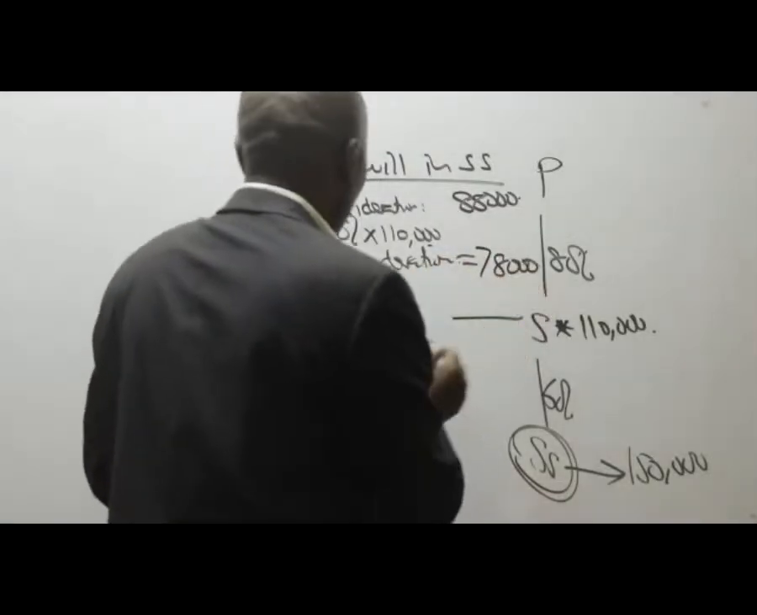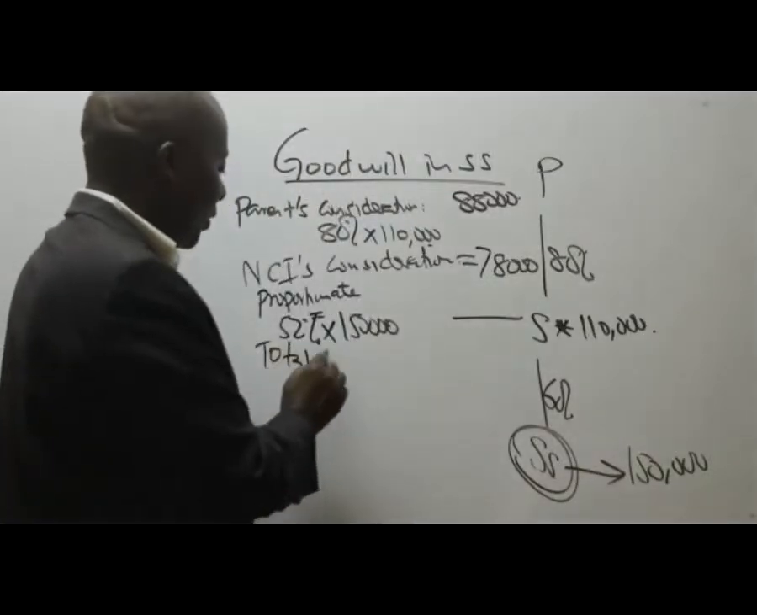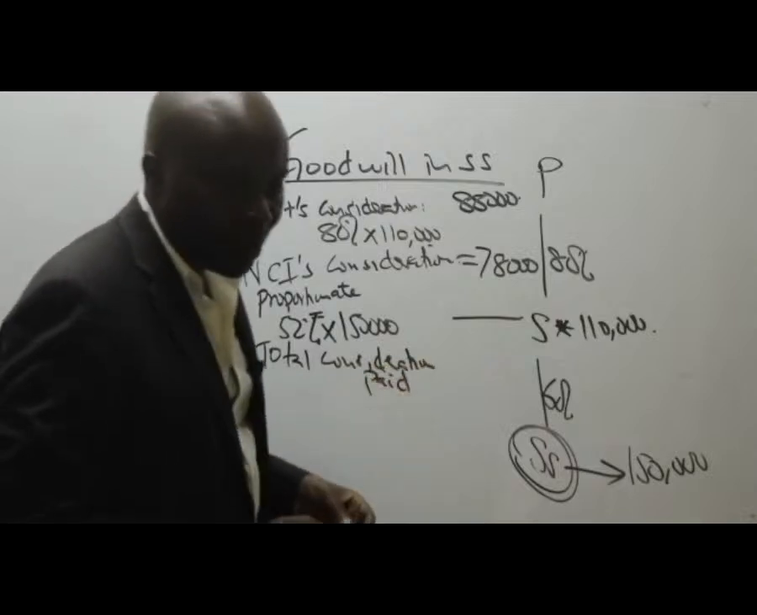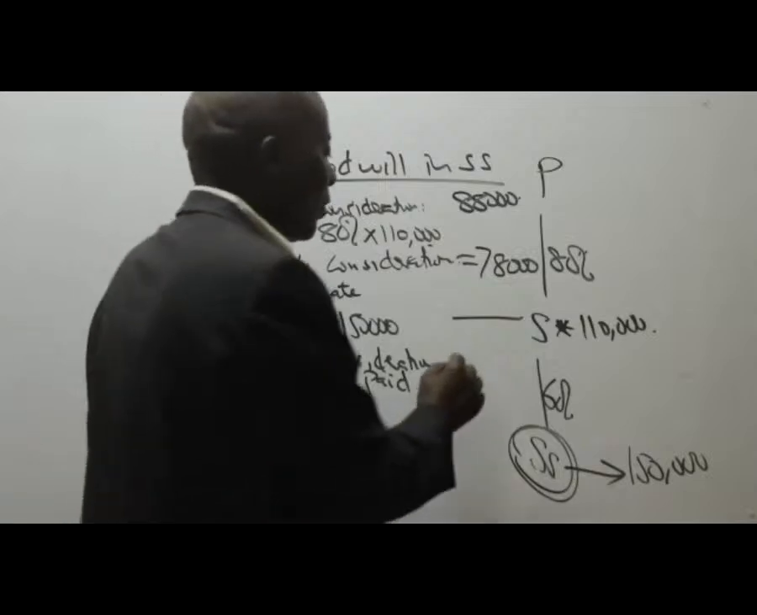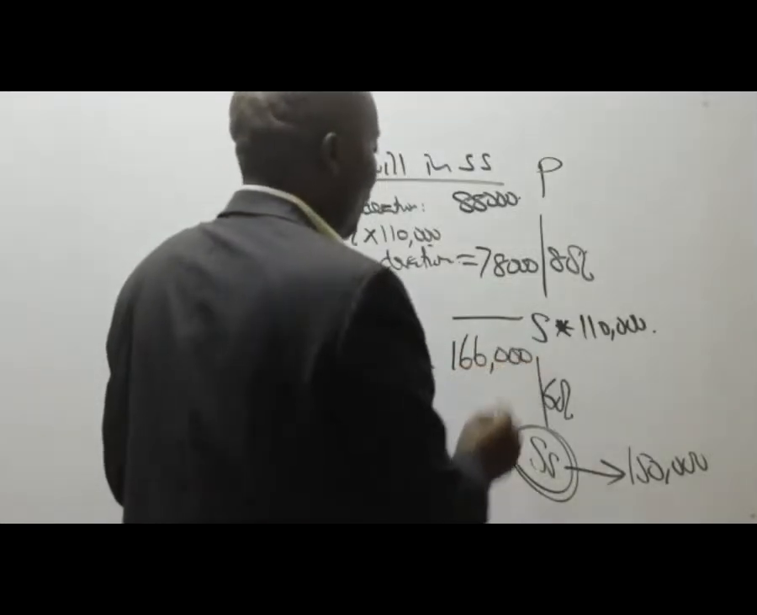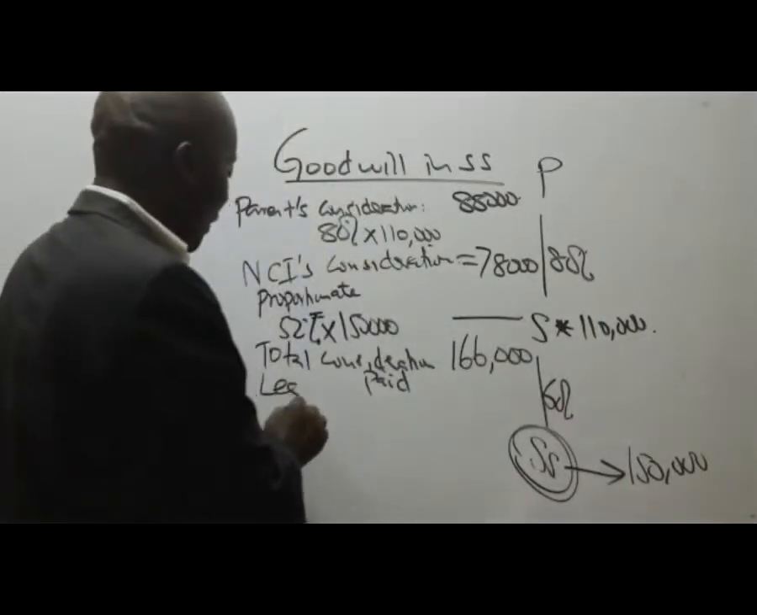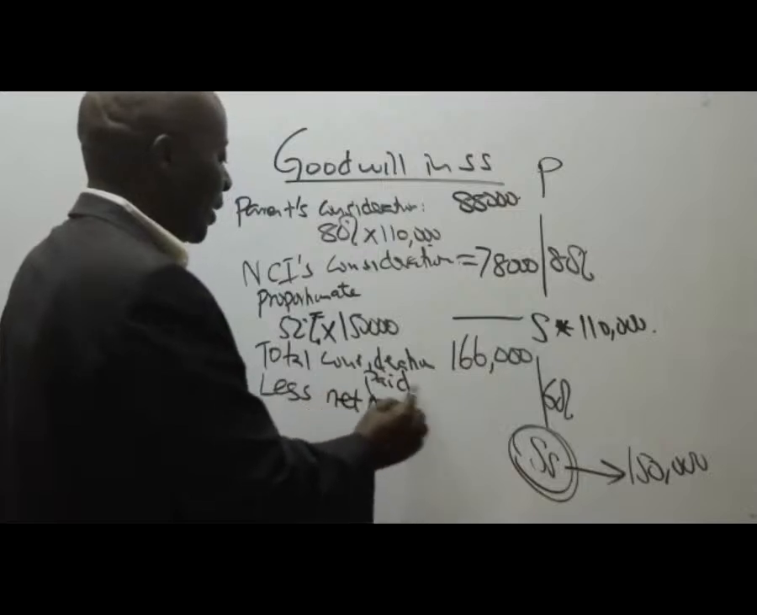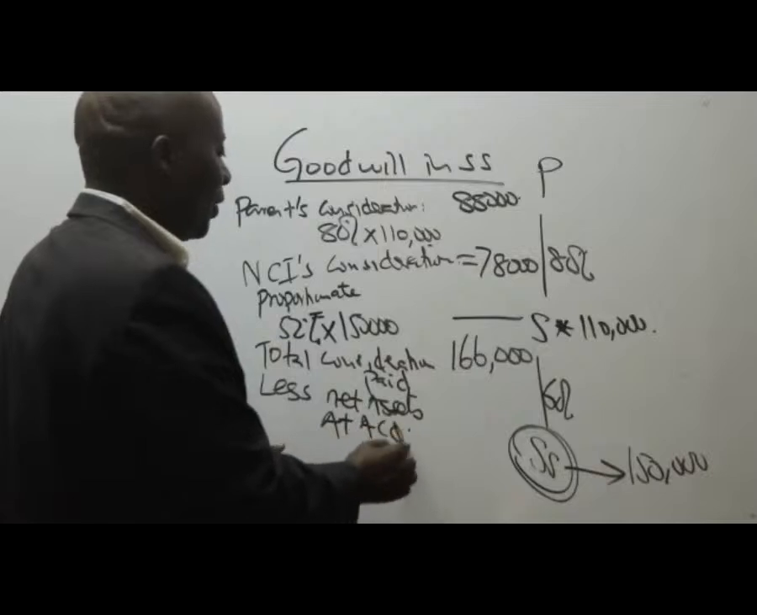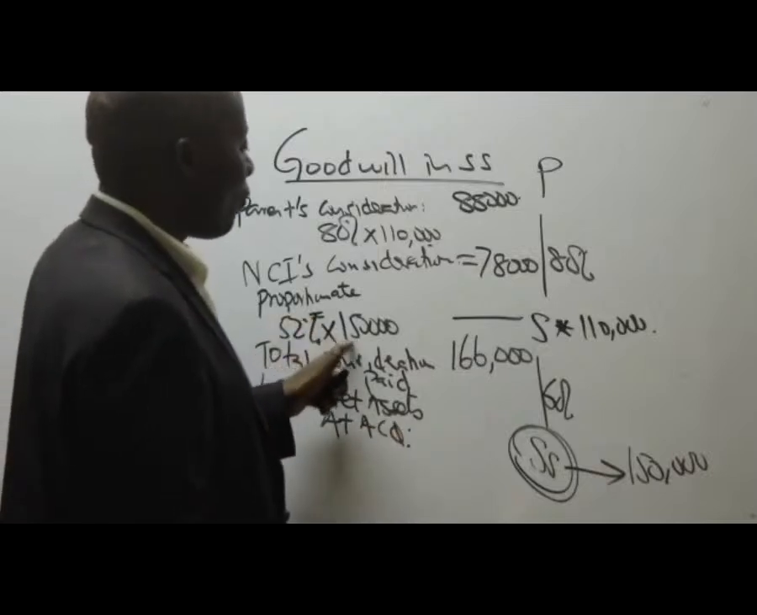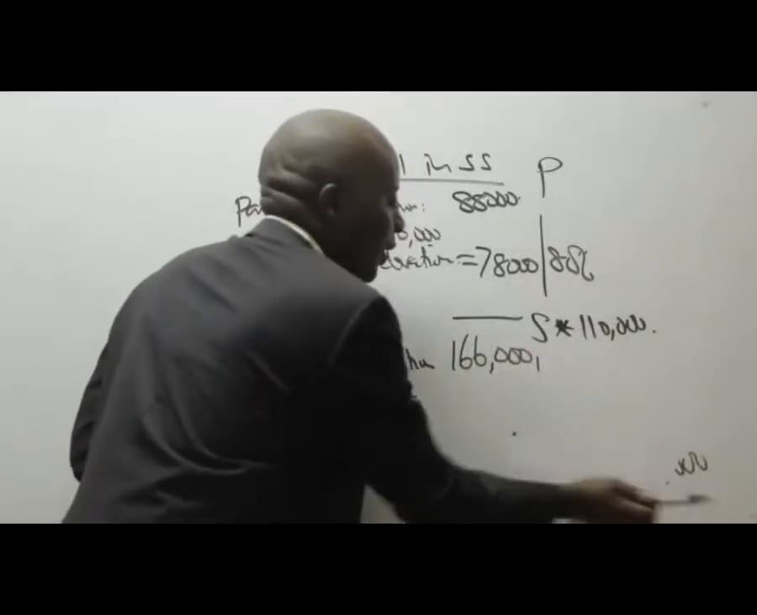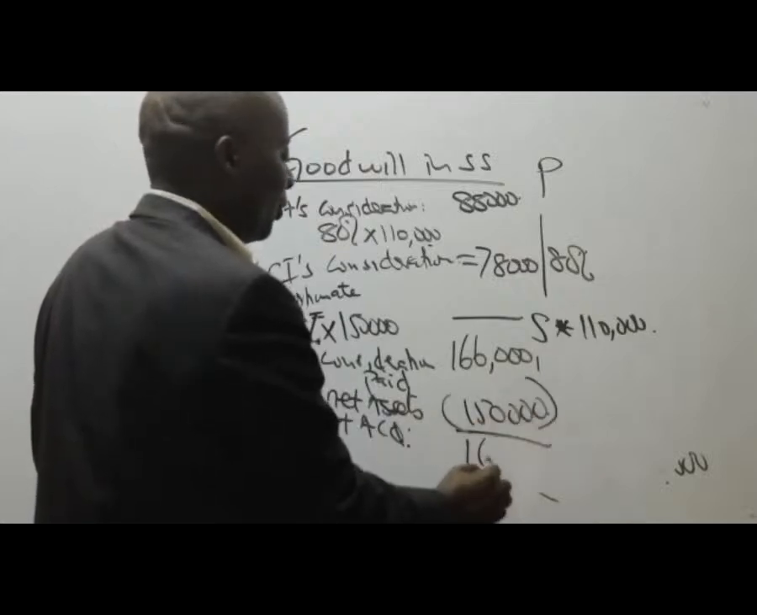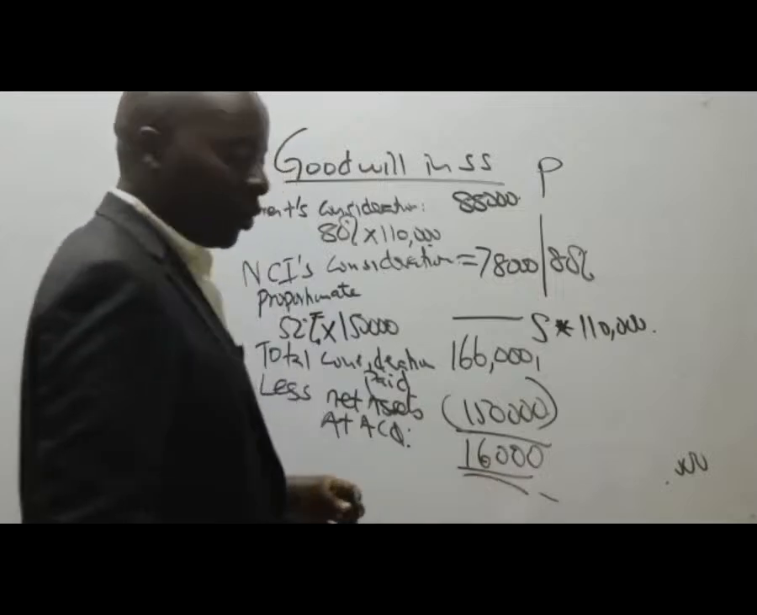So then could you kindly give me the total consideration paid? The total consideration paid will be equal to 166,000. Thank you very much. So please come under, less the net assets at acquisition. Are you able to remember the figure of net assets? You gave me a figure of 150,000. So please go ahead and subtract for you to give me the goodwill. So the goodwill will be equal to what here?